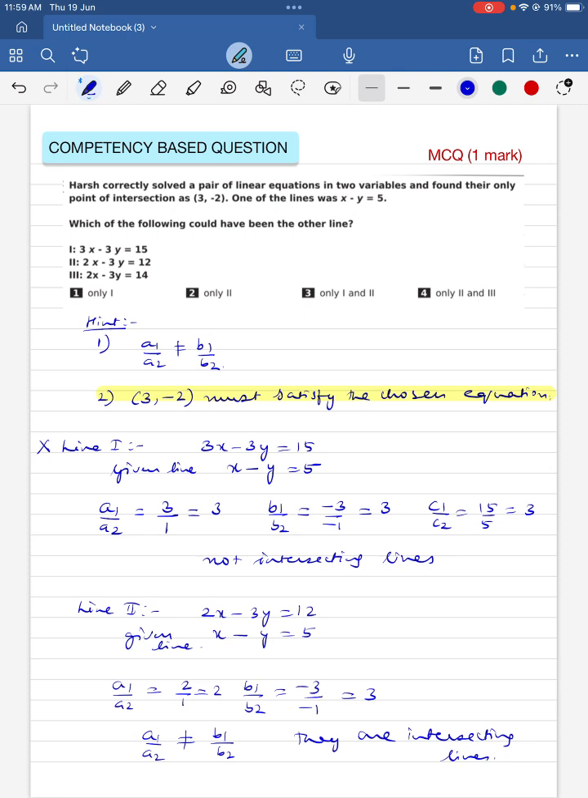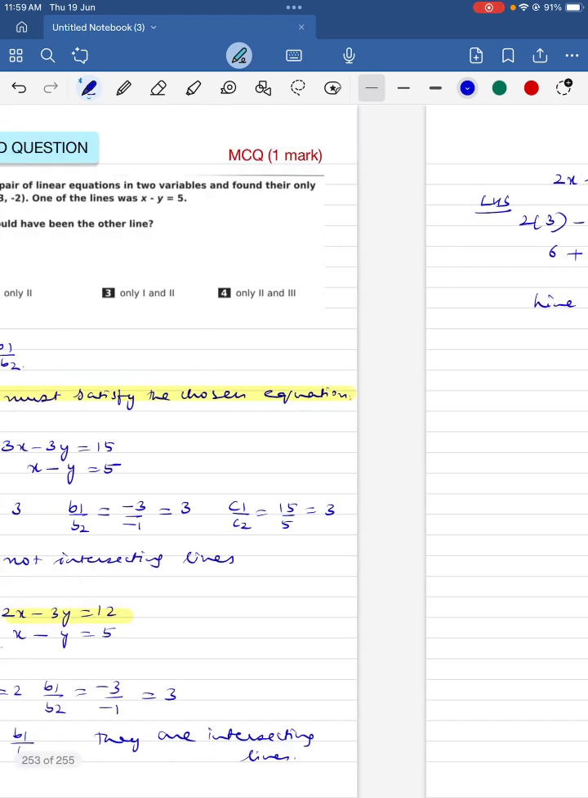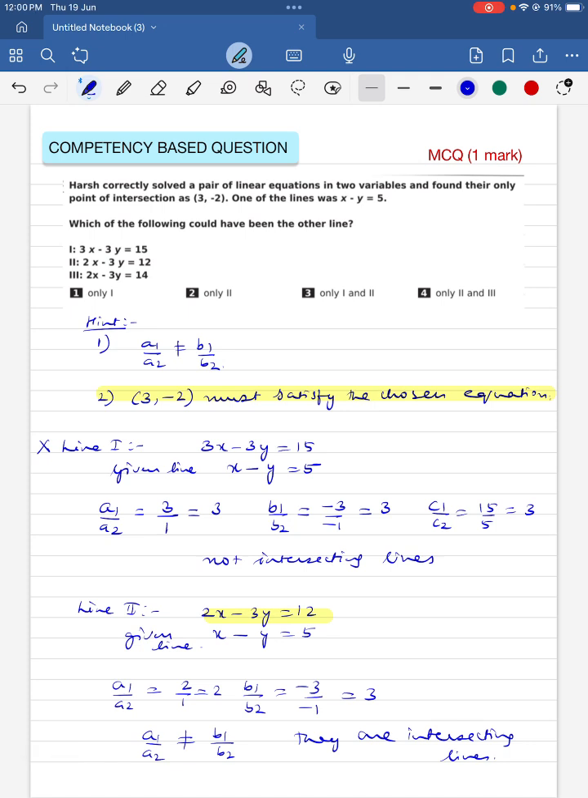So the equation was 2x minus 3y equal to 12, right? So I'll just check for that. In this, I have to substitute the value (3, -2) and check. So let me try out on the left hand side. 2 times 3 minus 3 times negative 2 gives me 6 plus 6, which is 12. And that is equal to the right hand side. So both conditions are getting satisfied here. So we know that line 2 is correct.